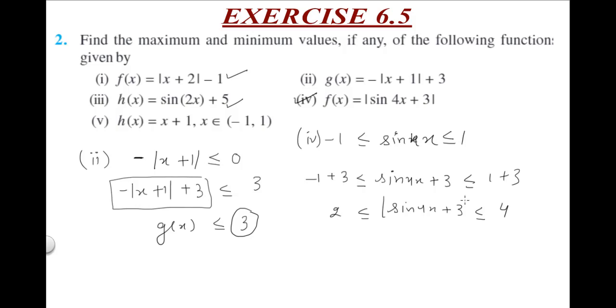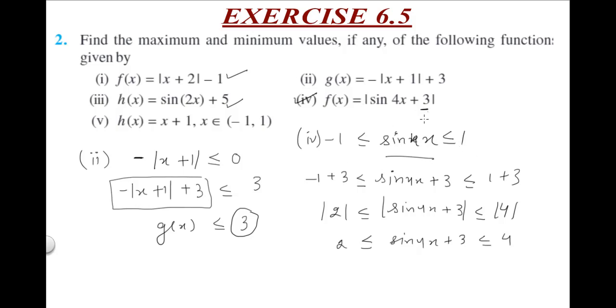Now we have to take modulus. So when we take modulus, all the sides we get only positive values. 2 less than or equal to modulus of sine of 4x plus 3 less than or equal to 4. So just see carefully what we have written, that any angle of sine will have the minimum value as minus 1 and maximum value as 1.